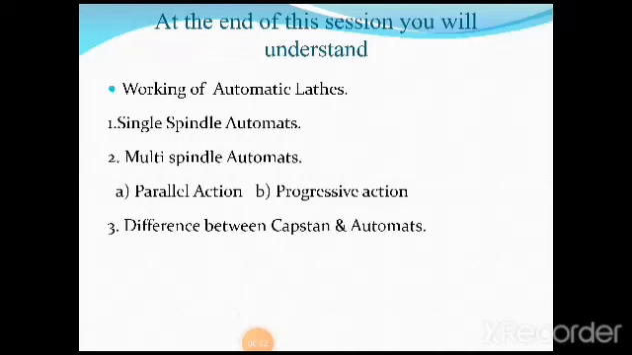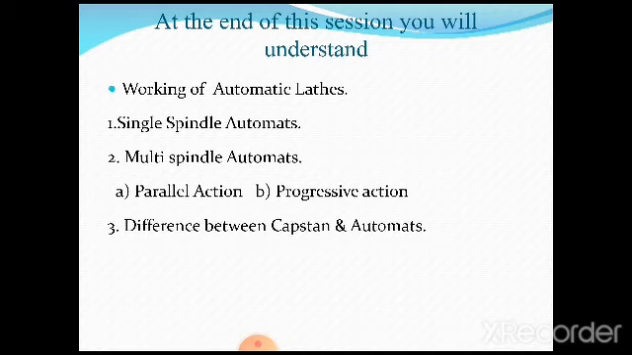Good morning, students. Today I'll be discussing the working of automatic lathes, and in that we need to understand the different types of automatic lathes. Basically, we are going to discuss the construction and working of single spindle automats, and the second one is multi spindle automats. In the multi spindle we have two types: one is called parallel action automatics, and the second is progressive action automatic machines. And also the difference between the capstan and automats.